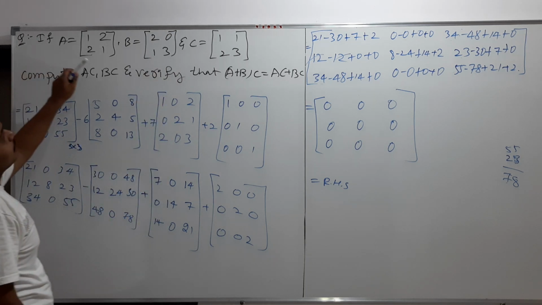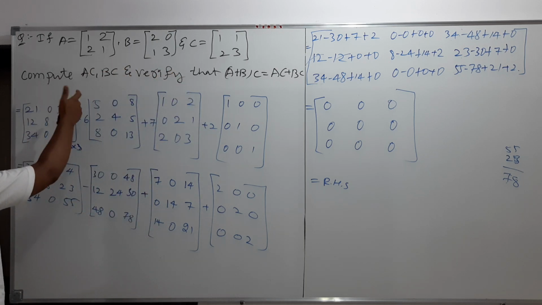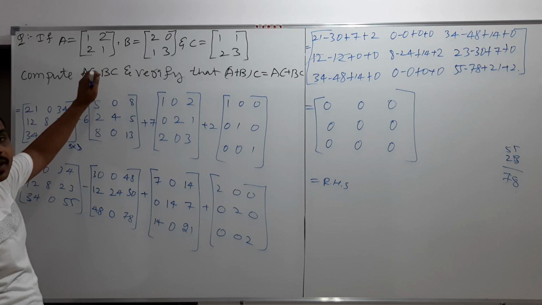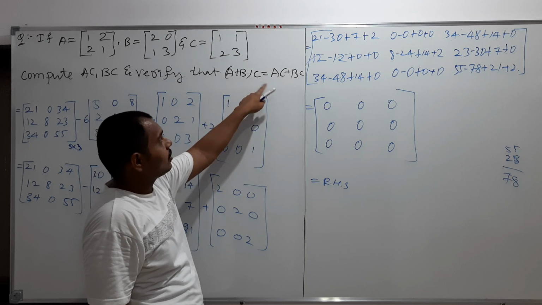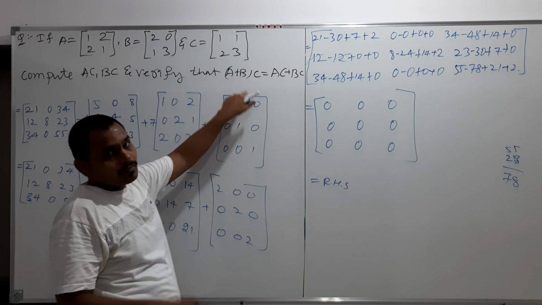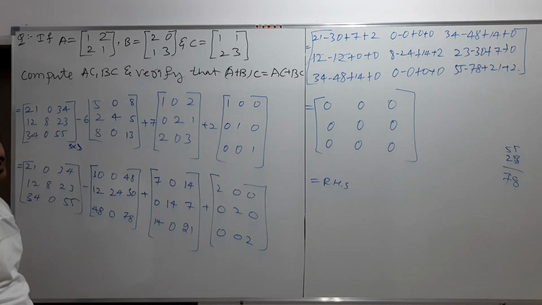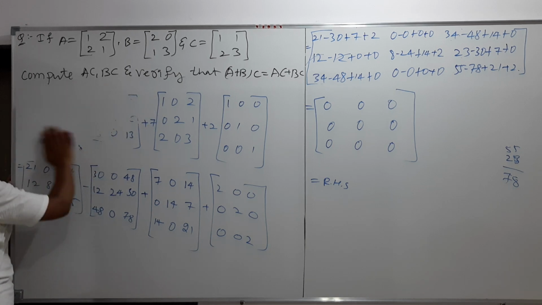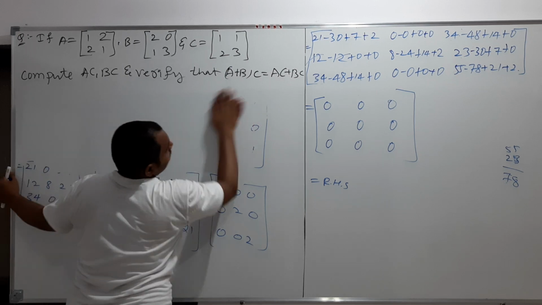So they have given you three matrices, A, B, C. They asked us to compute, that is, we should find the AC value and the BC value, and we should verify whether (A plus B) into C is equal to AC plus BC. We discussed this property in the previous videos, so now we will verify it. Clear? So now, my dear students, here I will find out AC and BC, and the remaining I will discuss.